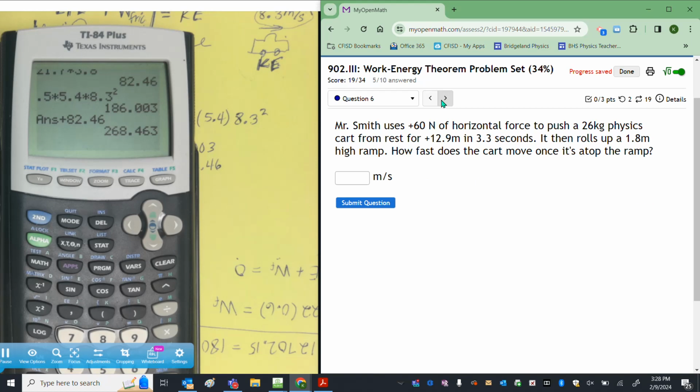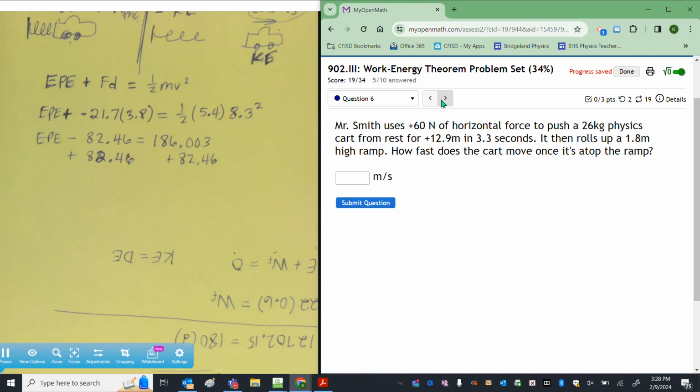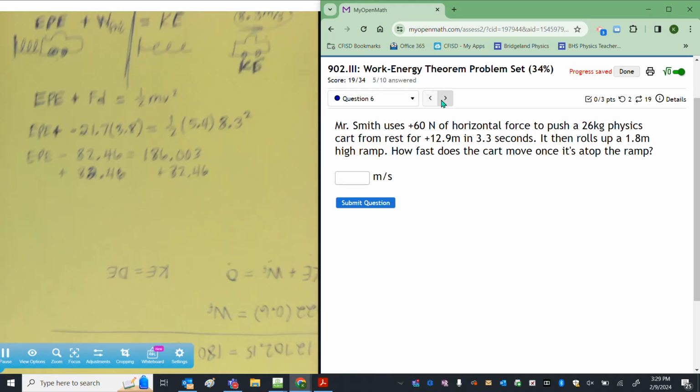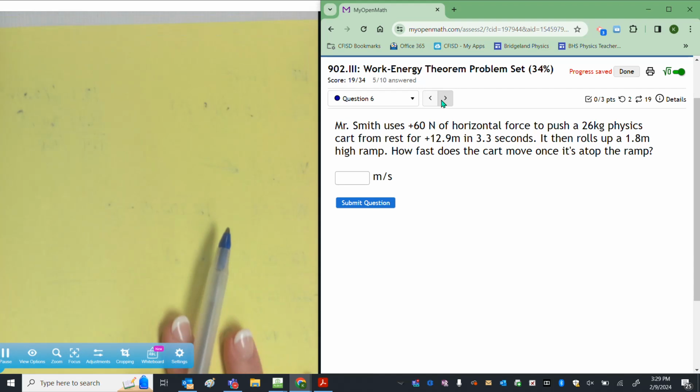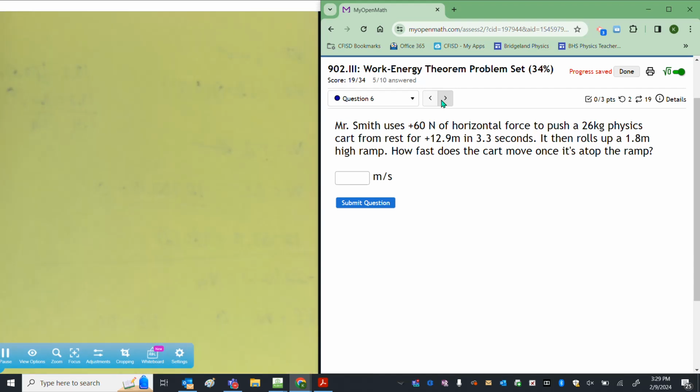All right, question number 6. Question 6 says, Mr. Smith uses 60 newtons of horizontal force to push a 26 kilogram physics cart from rest for 12.9 meters in 3.3 seconds. It then rolls up a 1.8 meter high ramp. How fast does the cart move once it's atop the ramp?